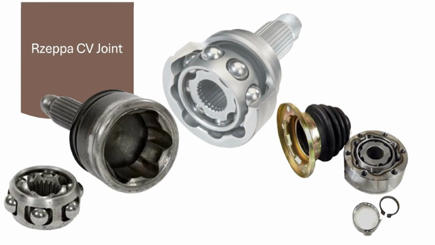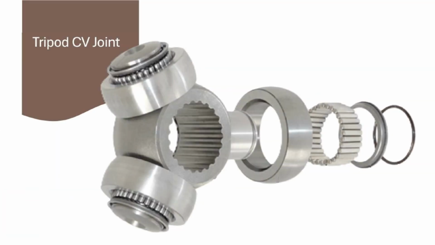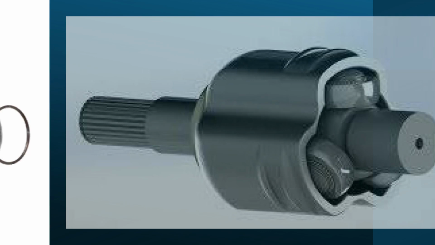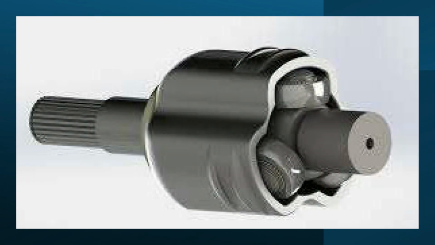Let's look closely at the Rzeppa CV joint. These joints are widely used for their ability to operate at steep angles while maintaining a constant velocity, making them ideal for outboard wheel end positions. Next is the tripod CV joint. Often utilized in inboard positions, this design uses 3 rollers to accommodate the plunging motion caused by suspension travel, ensuring smooth power transfer. This image provides a technical look at the internal structure of a constant velocity joint, showing the arrangement of balls, cage, and housing that allows for angular movement.